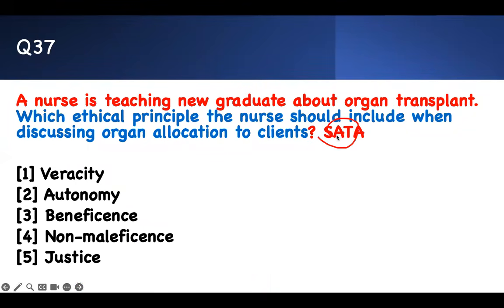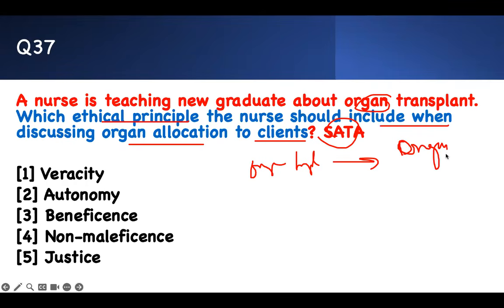Select or apply. A nurse is teaching a new graduate about organ transplant. Which ethical principle should the nurse include when discussing organ allocation to a client? All it means is organ transplant. How do they give people those organs? Basically, what do they use? Me, I'm in the hospital. I need a donor. What principle would they use?